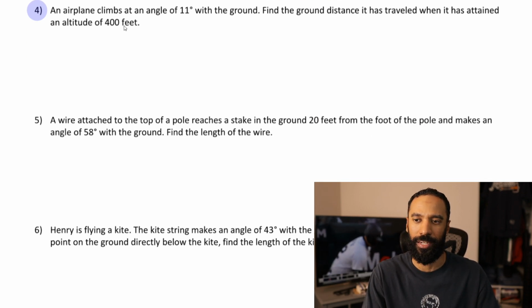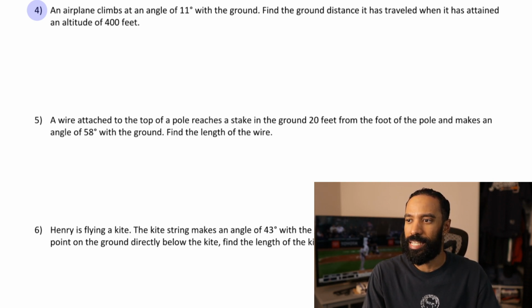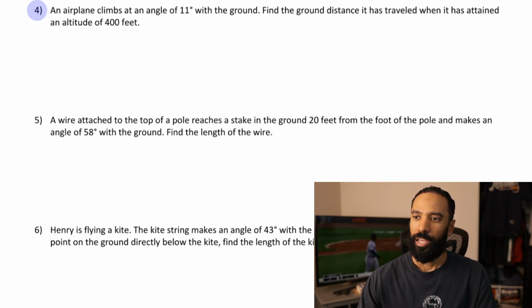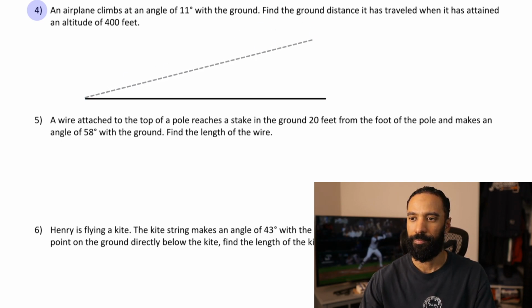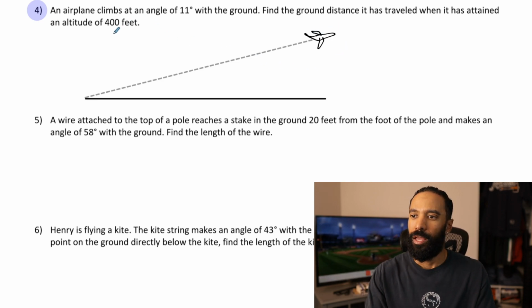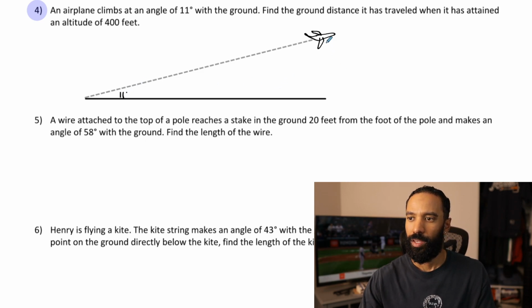All right, number 4. An airplane climbs at an angle of 11 degrees with the ground. Probably more realistic for an airplane. Find the ground distance it has traveled when it has attained an altitude of 400 feet. So an airplane, here's the ground. Okay. Here's the airplane's climb, 11 degrees, like that. And there's my airplane doing airplane things. Flying up. 11 degrees with the ground is what its ascent is. Find the ground distance it has traveled when it attained an altitude of 400 feet.